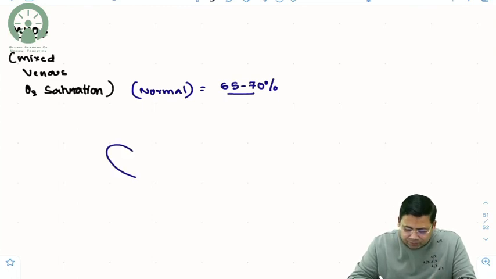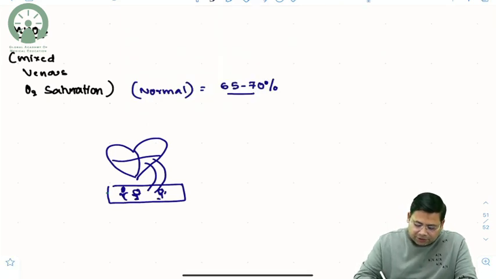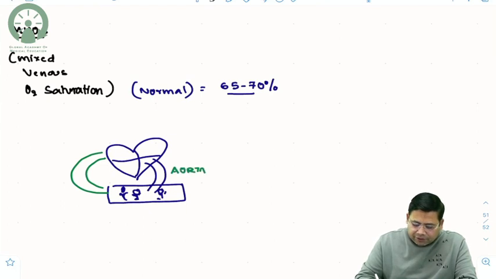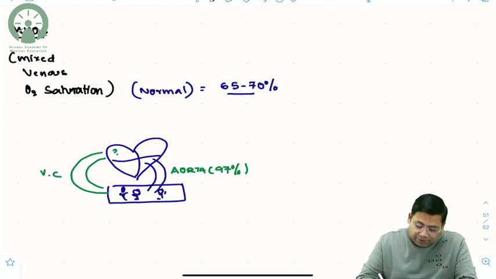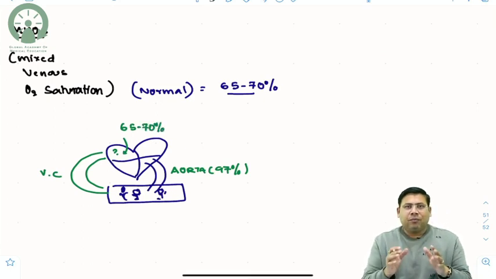Let us see. This is heart. So imagine this is heart. Heart is taking the blood out and it is going to the body, and these are the organs of the body. Imagine these are the organs of the body, and they are extracting the oxygen and returning it back via vena cava. So this is aorta, which is having suppose 97%, and this is vena cava. So when vena cava takes in the blood, and we expect here the saturation of 65 to 70%, this is how we decide the normal MVOS.